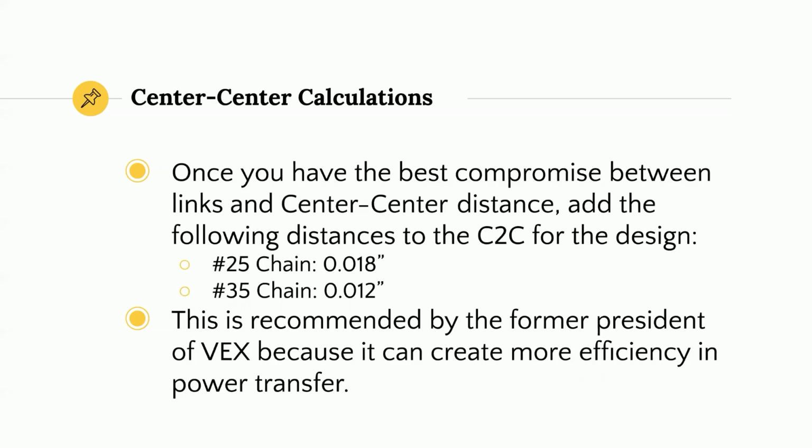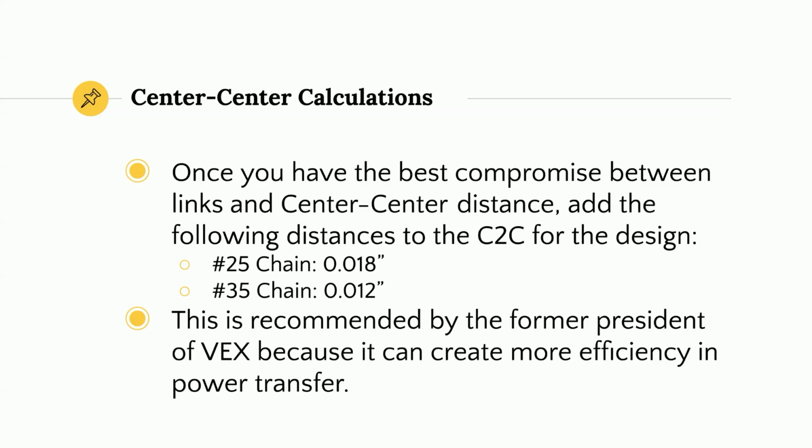Once you have the best compromise between links and center-to-center distance, add the following distances to the center-to-center for the design. So what I mean by this is you take the number the calculator gives you and add this. For number 25, you add 0.018 inches. And for number 35 chain, you add 0.012 inches.